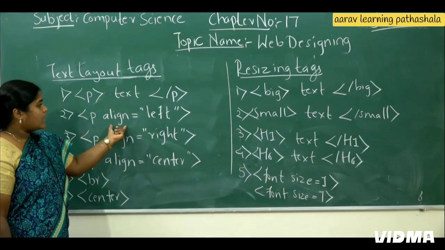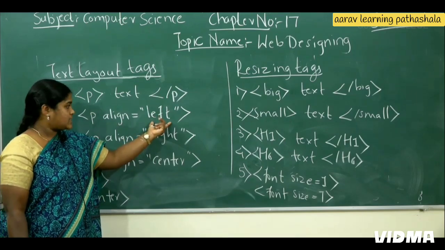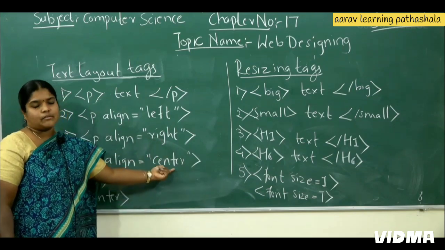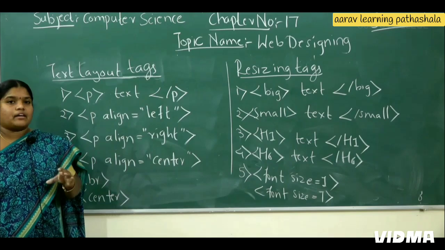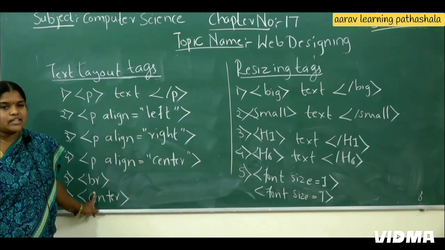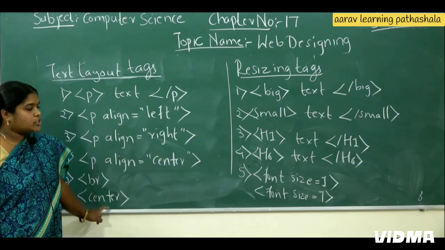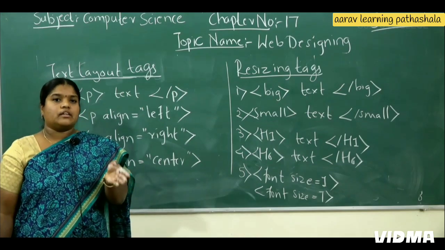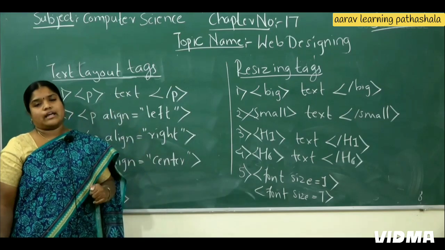Next, p tag align is equal to left. So here the alignment will be in the left side. Here alignment is equal to right, and finally here the alignment is equal to center. So all the data within the paragraph will be aligned in different directions. After that we saw BR tag, that is a single line break, and then the next one is center tag. So center tag is responsible to align all the content in the web page in the center of the web page. So these are nothing but text layout tags.